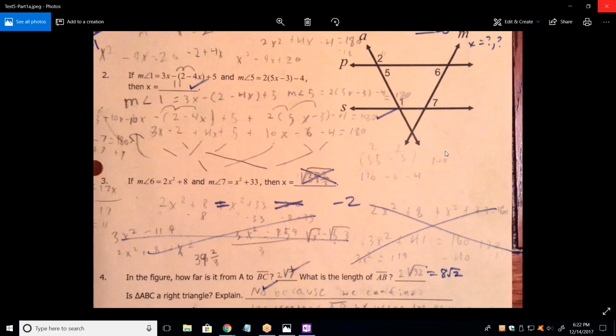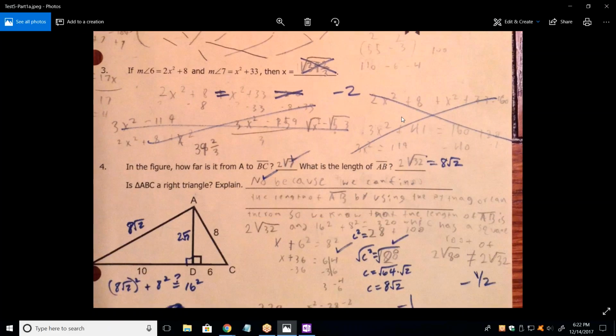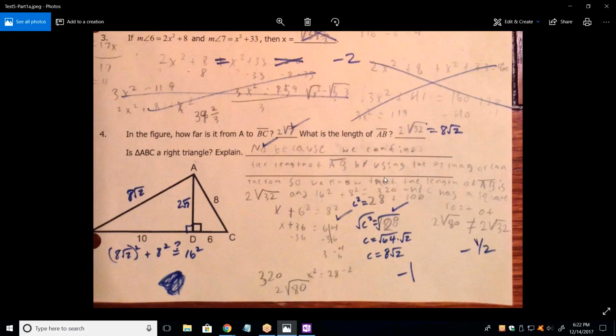All right. Scroll down. So we're done with that figure. Did you get this one all right? Except you forgot to simplify it.